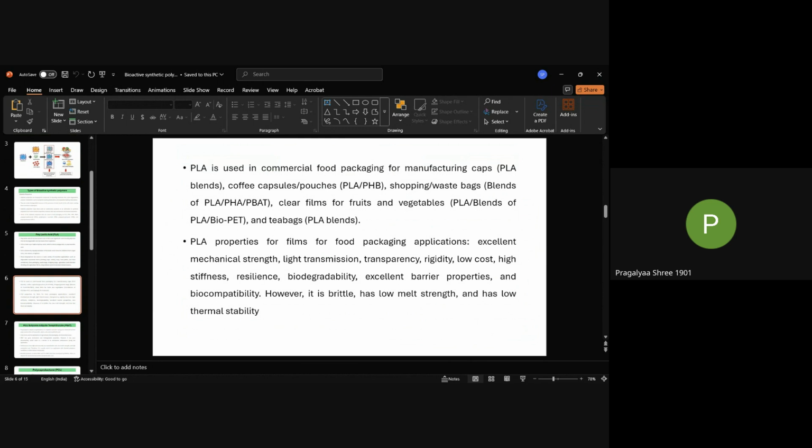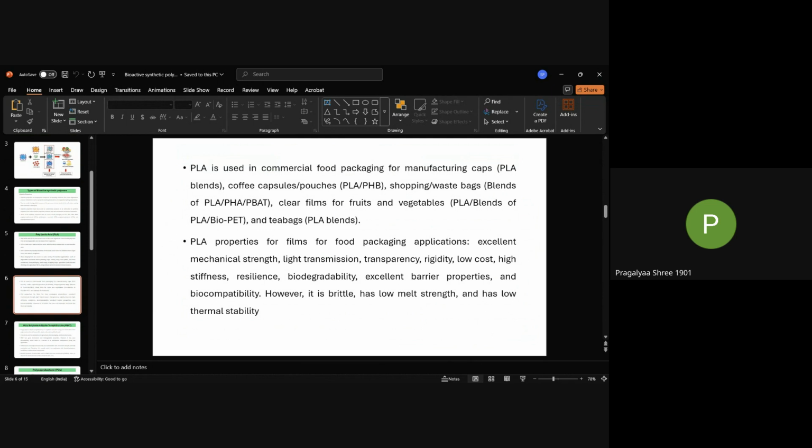So the shopping waste bags are made up of what? It's a blend of PLA, PHA, and PBAT. Fruits and vegetables are normally covered with clear films, and they are made up of a blend of PLA and bio PET. And tea bags are nothing but what? PLA blends. So PLA is commercially used in many applications.